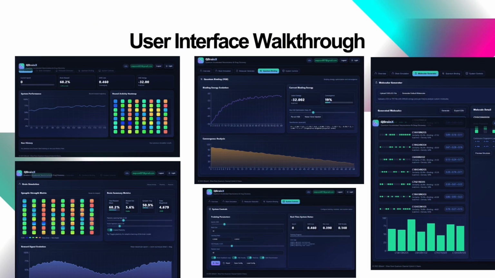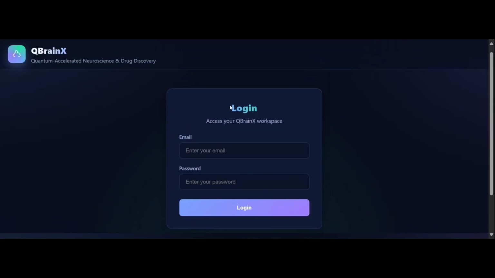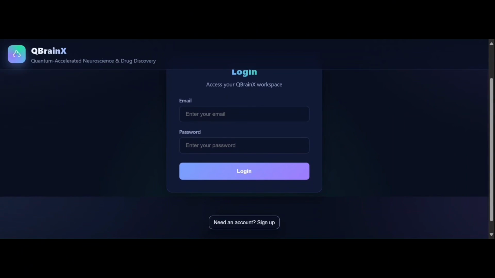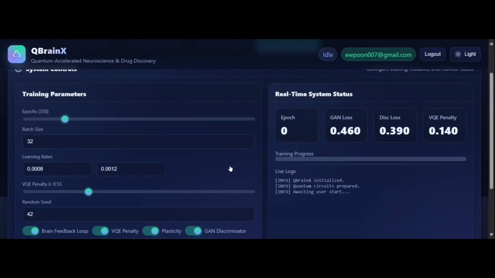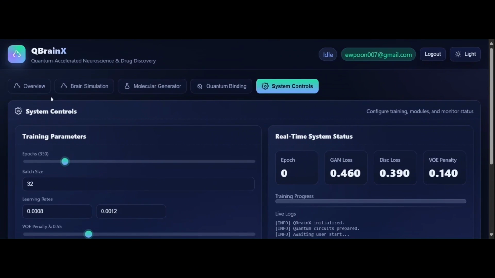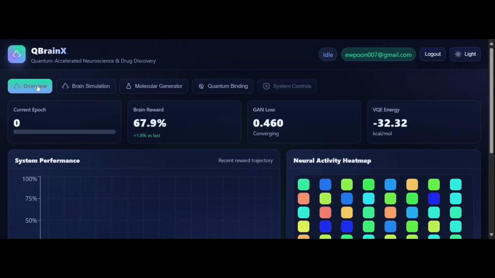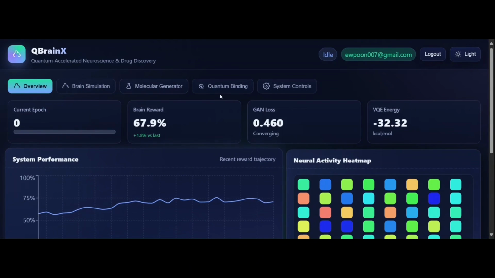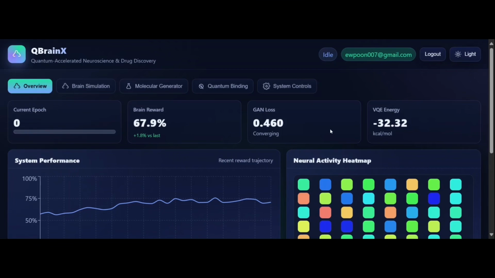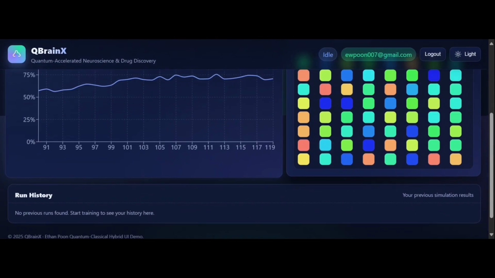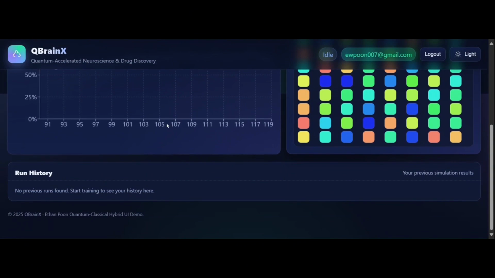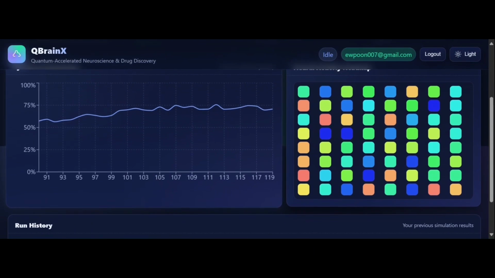Now let's walk through the interface of QBrainX. Okay, so here's the login and sign-up page of QBrainX. You can enter a specific email and the corresponding password, and once you log in, you'll be taken to your dashboard. So currently we are in the system controls. We can go over to the overview, and this essentially shows these 4 main statistics that we will be looking out for throughout our testing with specific drug molecules and generating new ones.